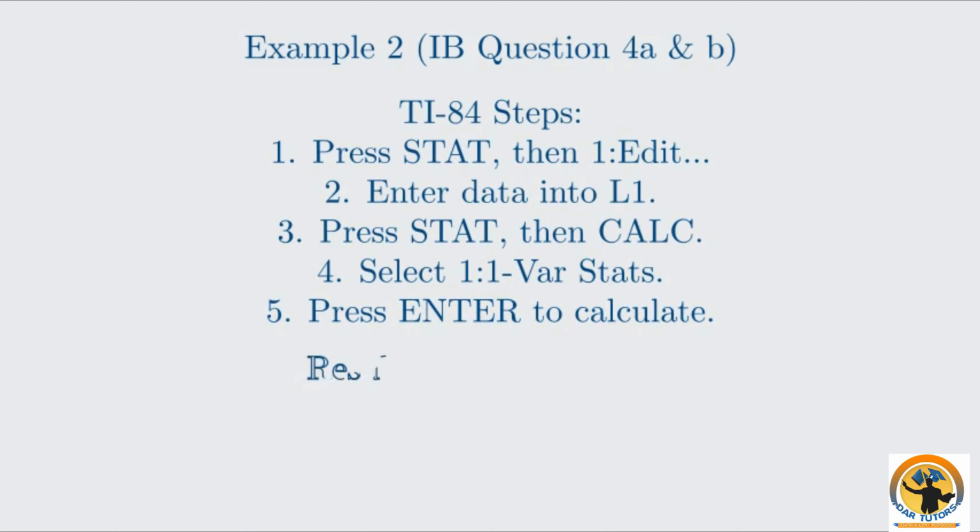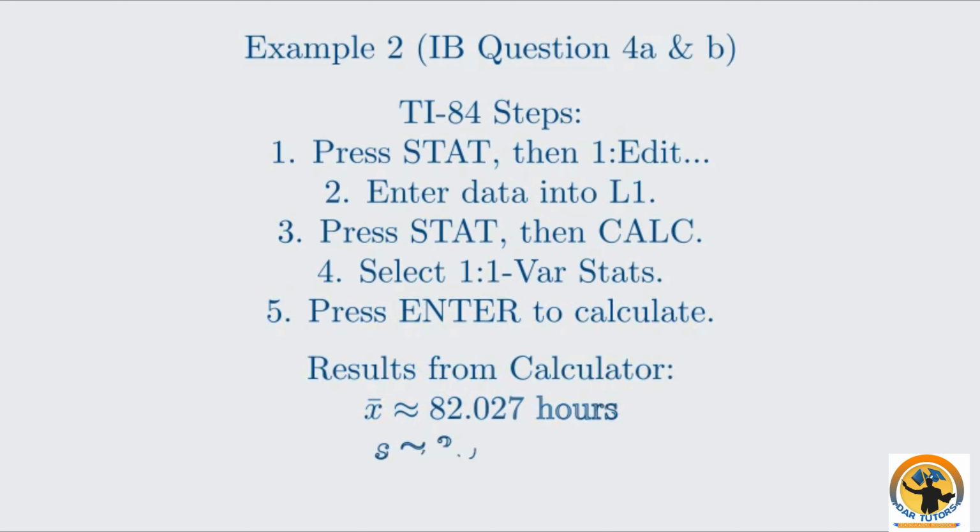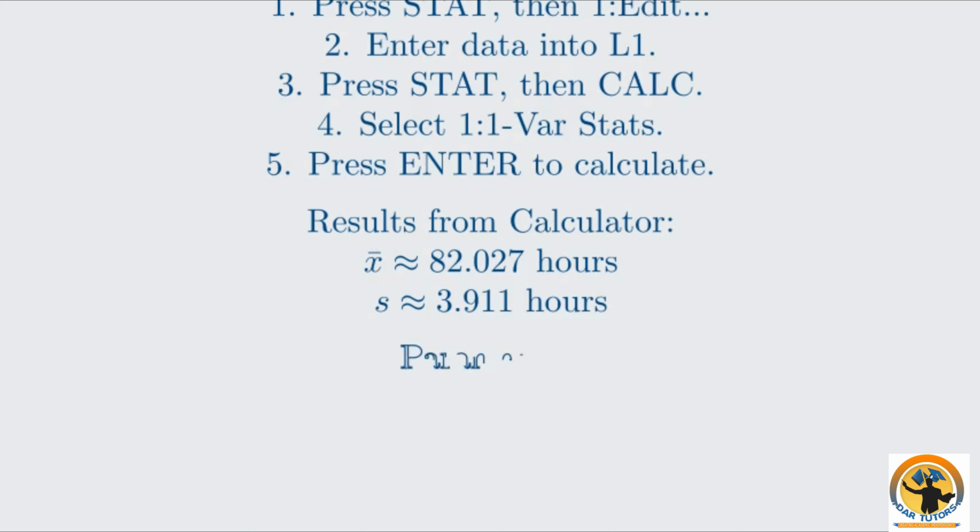After the calculation, you should find that the sample mean, x bar, is approximately 82.027 hours, and the sample standard deviation, s, is approximately 3.9111 hours. Now we can proceed with constructing the confidence interval. Our sample size n is 30. The degrees of freedom are n minus 1, which is 29.